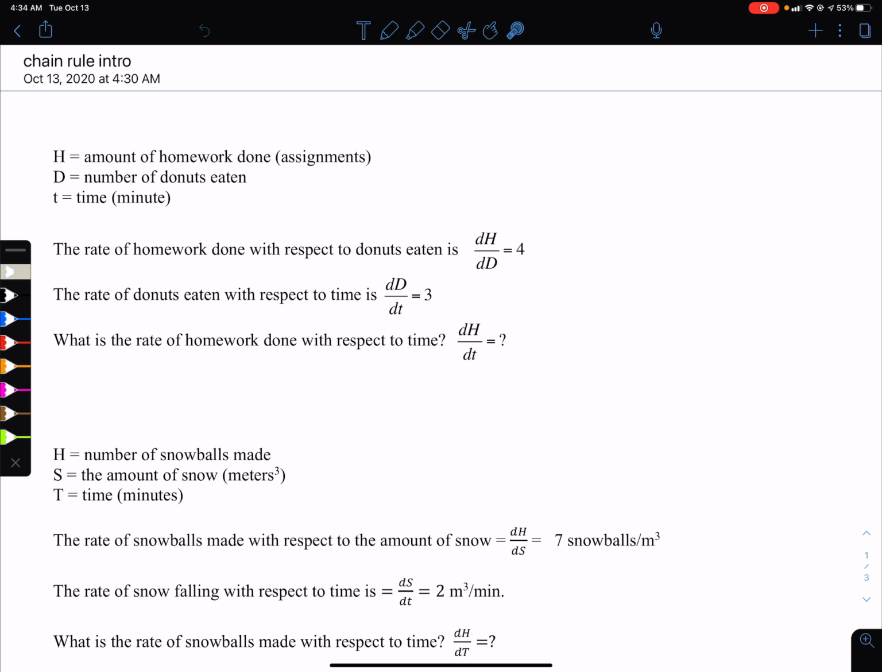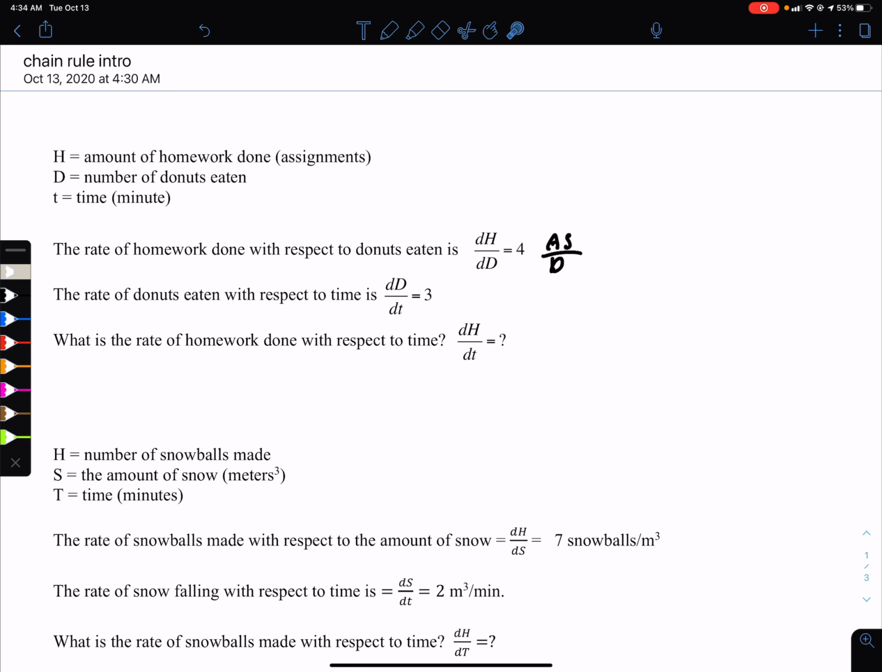So we're going to look at one rate. The first is the amount of homework you've done compared to the number of donuts you've eaten. So here's how it works. The rate of homework done to donuts eaten would be 4 assignments per donut. So I could put units there. Assignments per donut. That's what that represents.